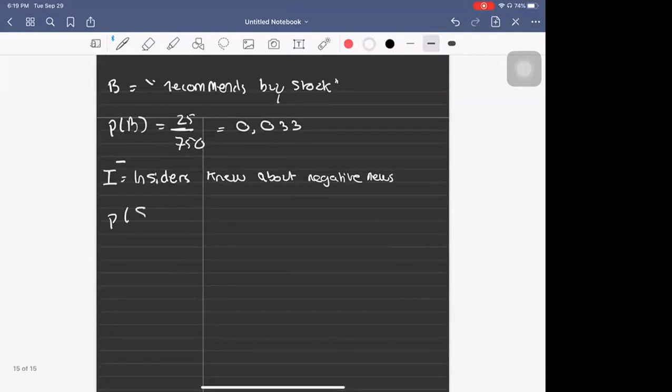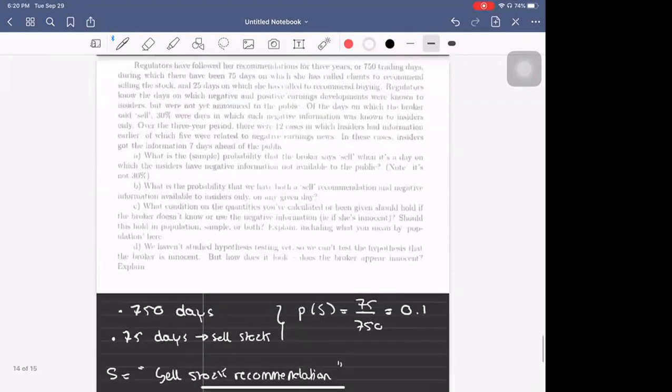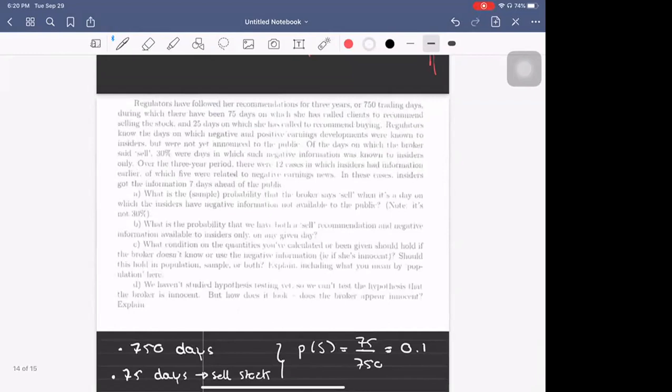So the probability that she says to her clients to sell, given that insiders knew about the negative news, and we want to know if she actually had any contact with the insiders so she could extract the information, is equal to 0.3. So 30% of the time that she said to sell, the insiders knew that the stocks were going down in value. So over the 3-year period, there were 12 cases in which insiders had information earlier, of which 5 were related to negative earning news.